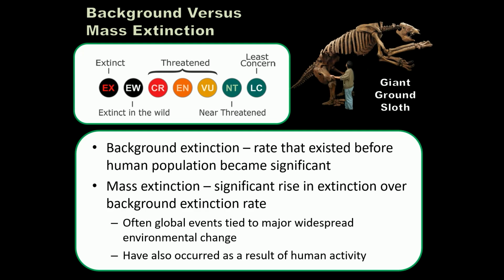So, the easiest one to understand is extinct, right? Usually that means biologically extinct. Extinct in the wild means that there's still members of that species around, but they are all in zoos, they are all in captivity, or they are perhaps in wildlife preserves, but they don't live in their natural habitat anymore.